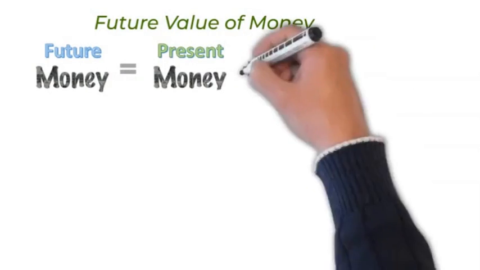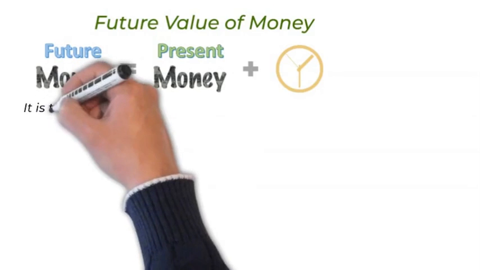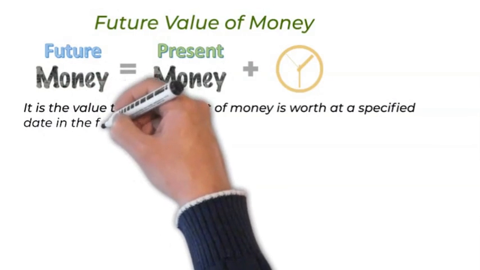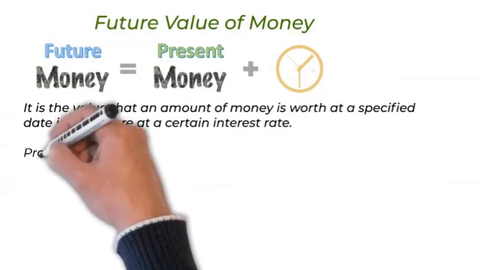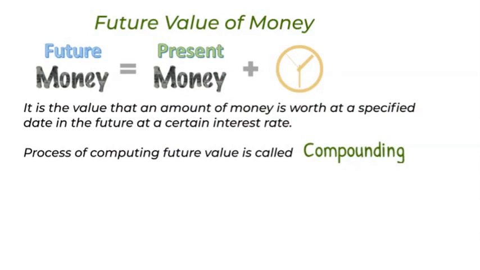Future value of money. This is the value of money at a specific date in the future based on the present value and the interest rate. It is the value that a given amount of money is worth at a specified date in the future at a certain interest rate. The process of calculating the future value of money is called compounding.